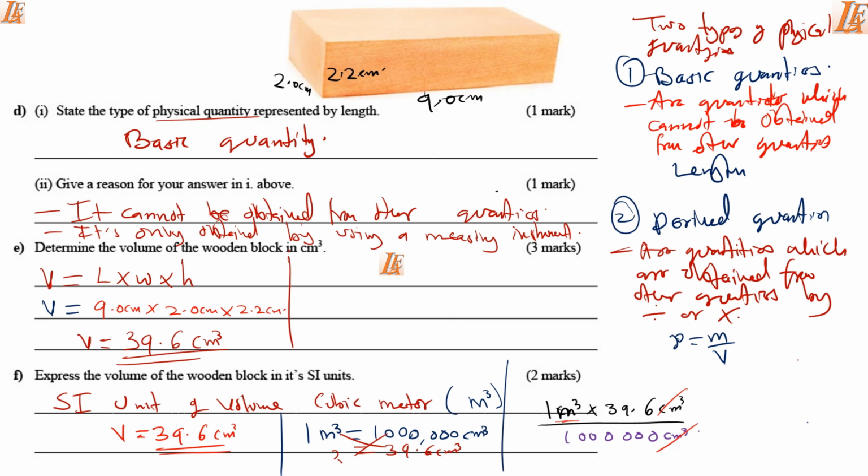Then now we will have 39.6 meters cubed divided by 1 million. Then we will have our volume in SI unit as 0.0000396 cubic meter. So in that case, you could have solved this paper as a whole, and then you score all your 30 marks. Boom!